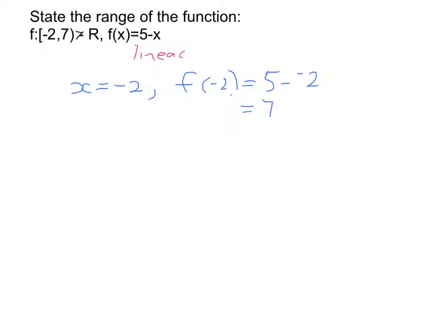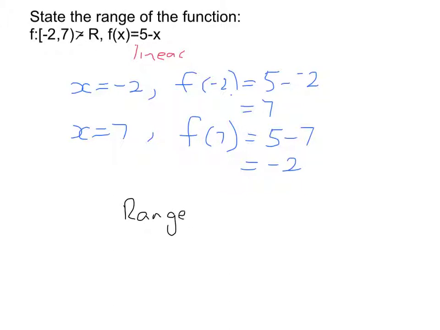Similarly, if x is equal to 7, then f of 7 will be equal to 5 take away 7, which is equal to negative 2. So they're going to be the limits that we have for our range, with this being a linear function. So the way that we do this is we would state the range as going from the smallest to the biggest. So the smallest of these values is negative 2, and the biggest is going to be 7.